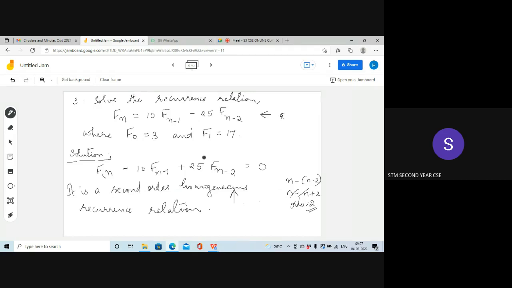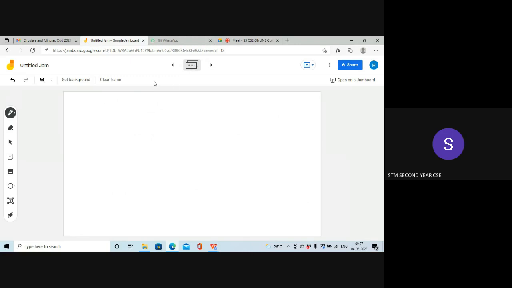Now our aim is to check if the roots are the same or different. We have to find out the roots. How can we find out the roots? The first step is to write the characteristic equation. I think you can solve it by yourself if you have done 2 questions. So to write the characteristic equation corresponding to fn minus 10fn minus 1 plus 25fn minus 2 is equal to 0, this is the equation that is given.